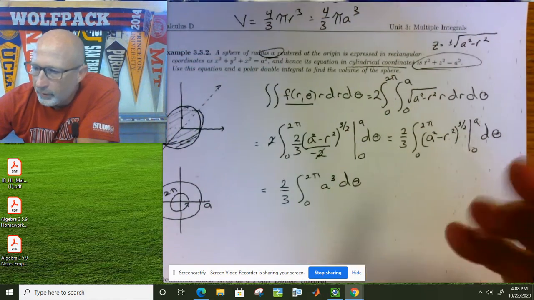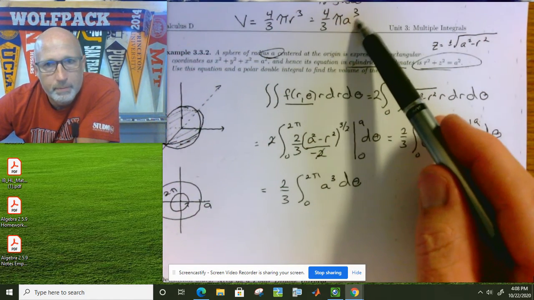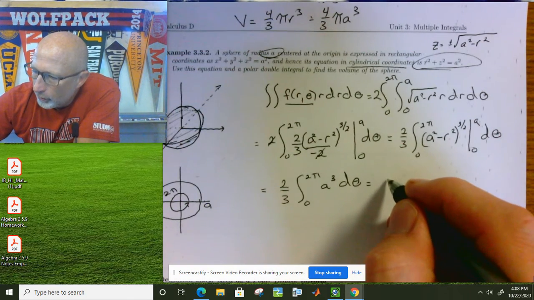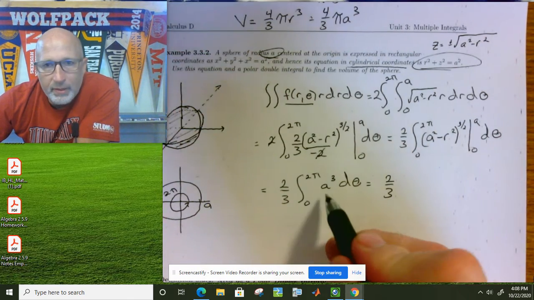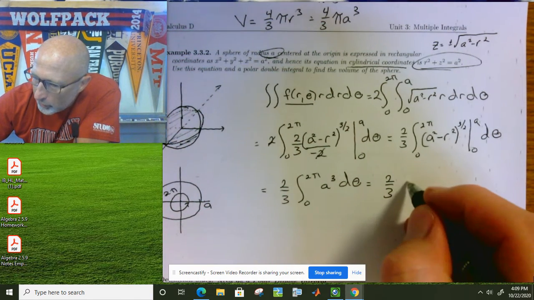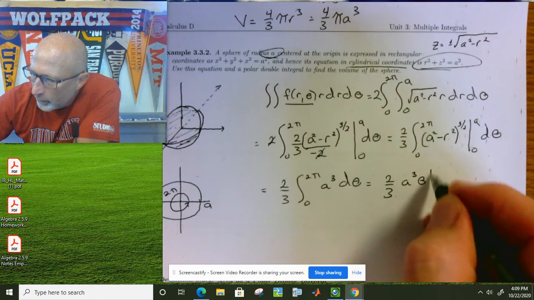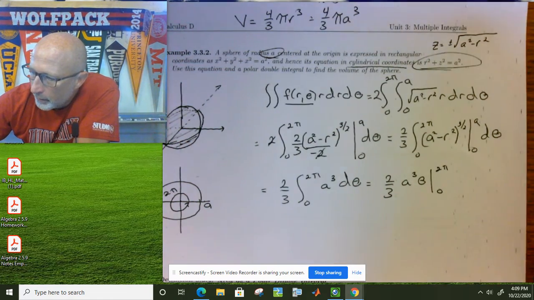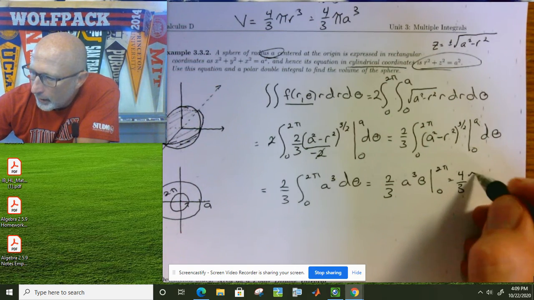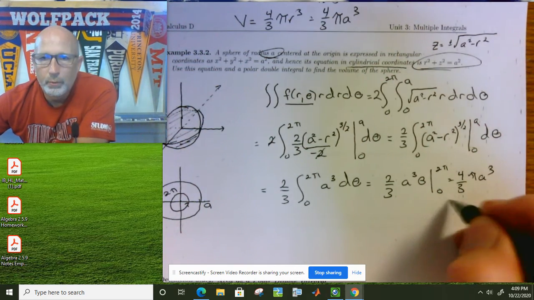And you can see it starting to develop. There's the a cubed. So this is equal then to 2/3. Now a is just a constant with respect to theta, so this is just a cubed theta from 0 to 2 pi. This is going to give you 4/3 pi a cubed, which is what I wanted to show.